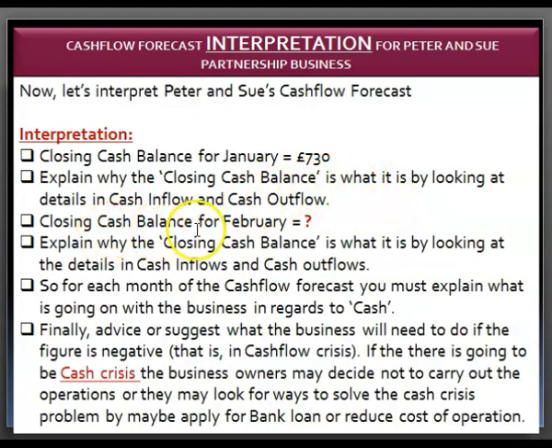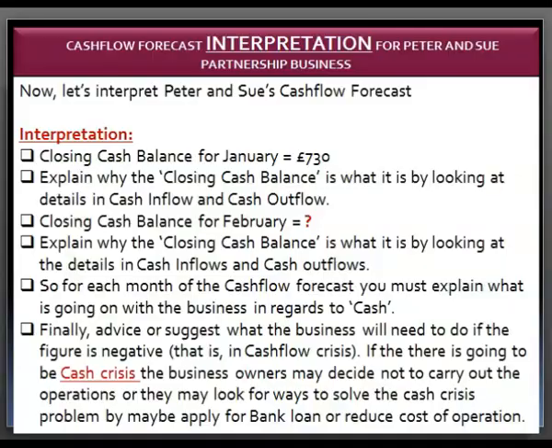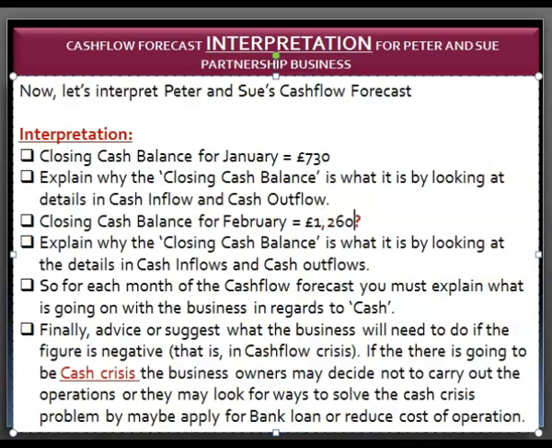So the closing cash balance for February is what? So let's find that. So closing cash balance for February is 1260. So let's put it in there. 1260. So that is how much cash forecast they have in February. And again, you have to explain why the closing cash balance is what it is by looking at the details in cash inflow and cash outflow.